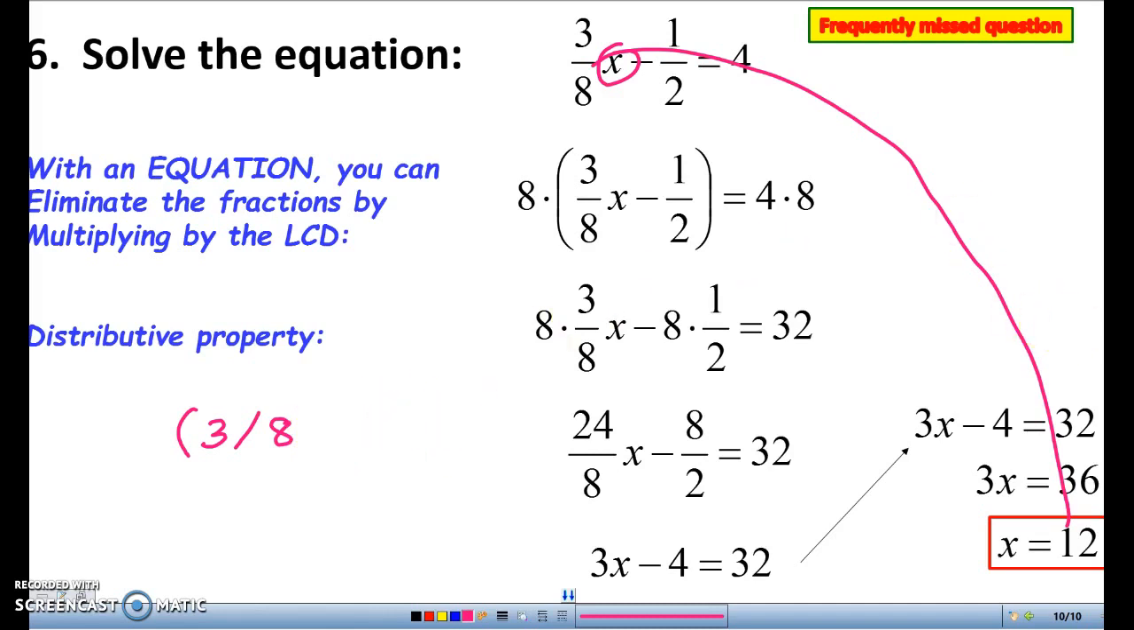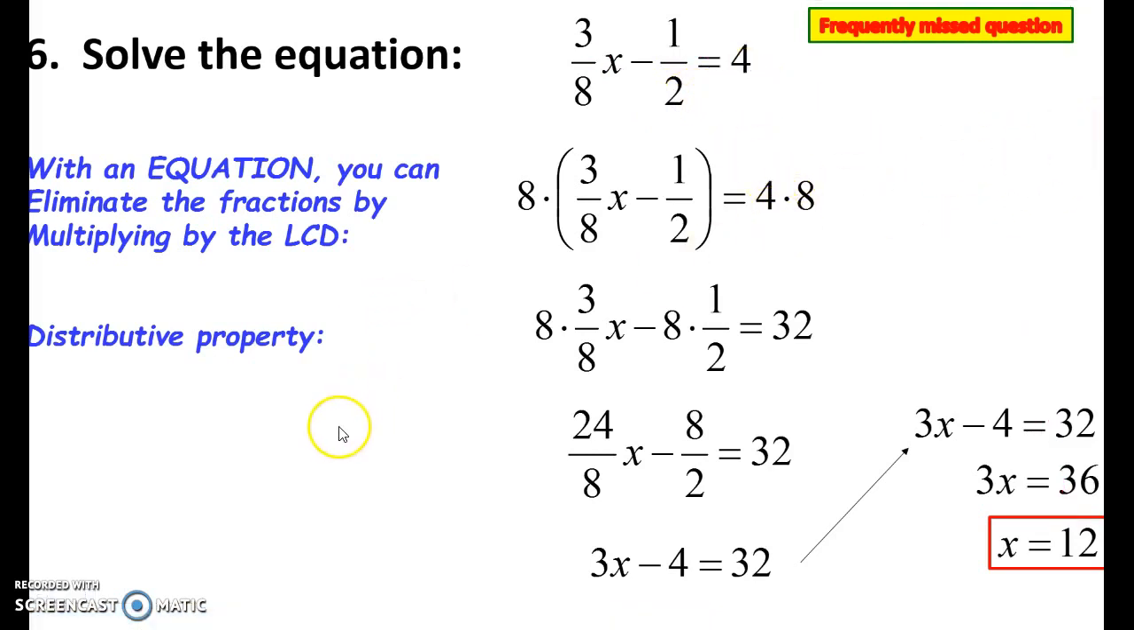Let's undo that. 3 divided by 8, parenthesis, multiply by 12. And hit enter. And then subtract 0.5 from it. You can convert that to a decimal. See if your answer isn't 4. I'll bet you it is.